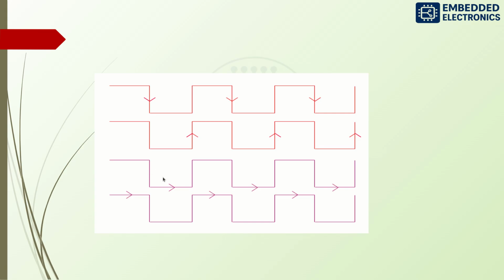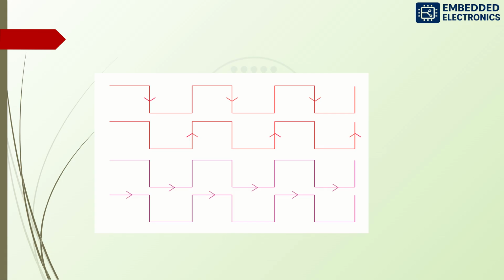But in this case, triggering happens at the levels. So this is the low level and this is the high level. So in case of edge detection, that can be either active low or active high, and level detection is either low level or high level. Synchronous data transmission happens with respect to the clock pulse, and that can be with respect to the edge of the clock or the level of the clock.